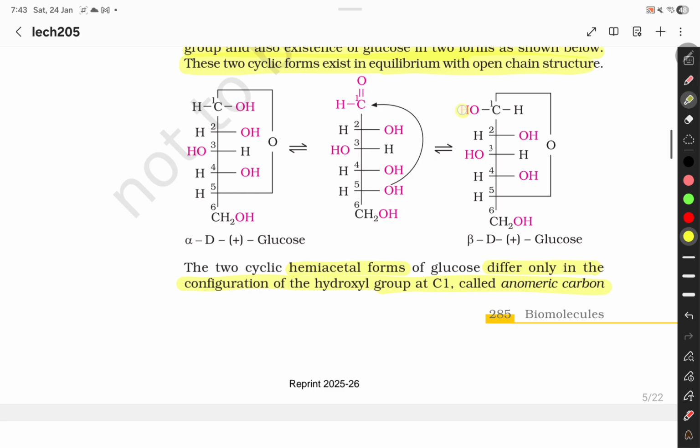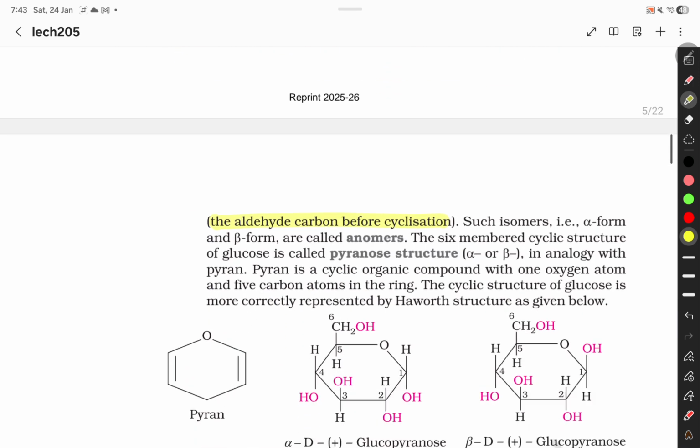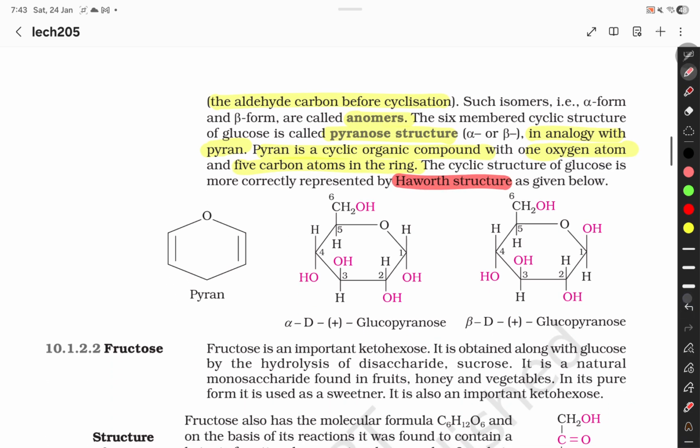They're talking about this carbon being switched up for beta and alpha, and that is called your anomers. They are analogous to the pyranose structure, the six-membered ring of glucose, in analogy with pyran. Basically it's pyran, right? Pyran is a cyclic organic compound with one oxygen atom and five carbon atoms. So the cyclic structure is most correctly represented by the Haworth structure.